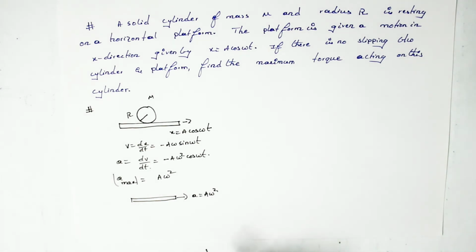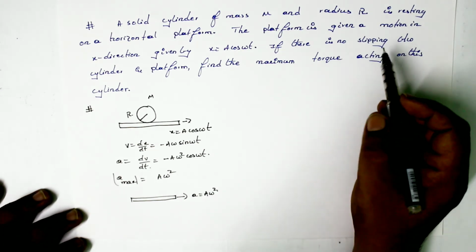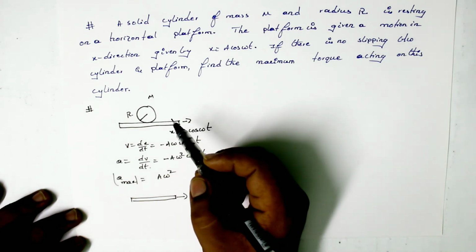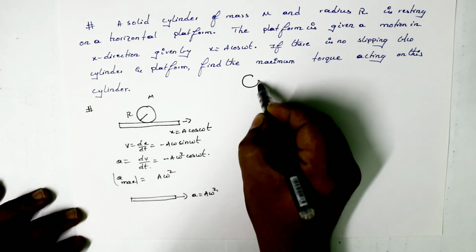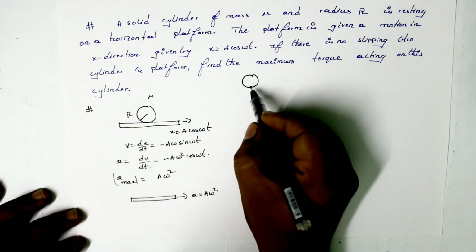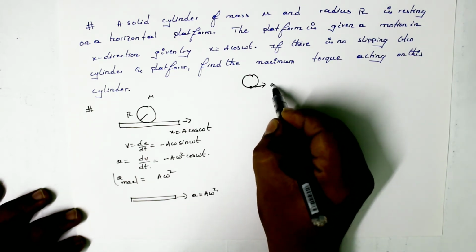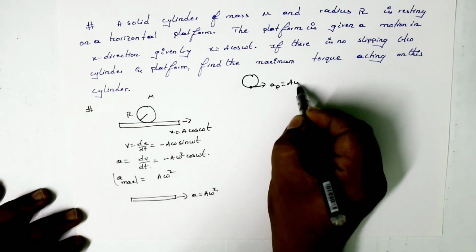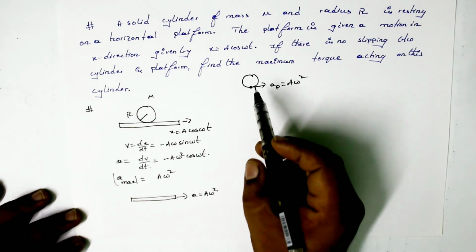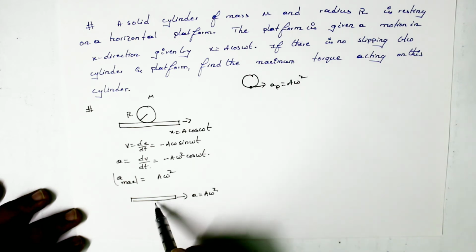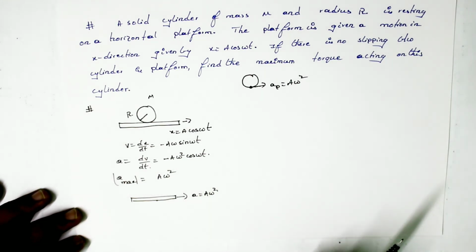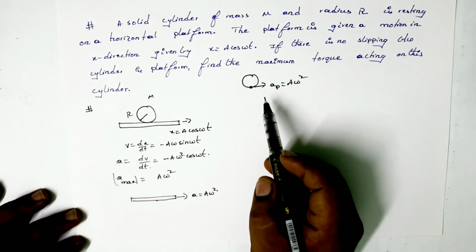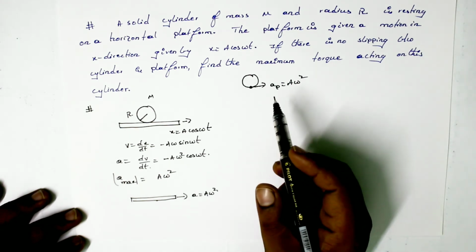Now the question is, if there is no slipping between cylinder and this platform, no slipping in the sense that the point of contact of this cylinder, this point also should have an acceleration of a omega square itself. So this point of contact and this platform, both of them, if they are traveling with the same acceleration, then definitely there is no slipping between these 2 points.